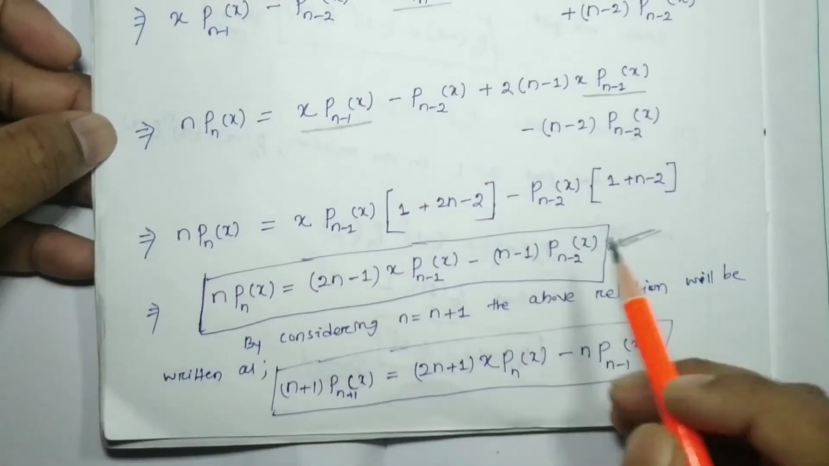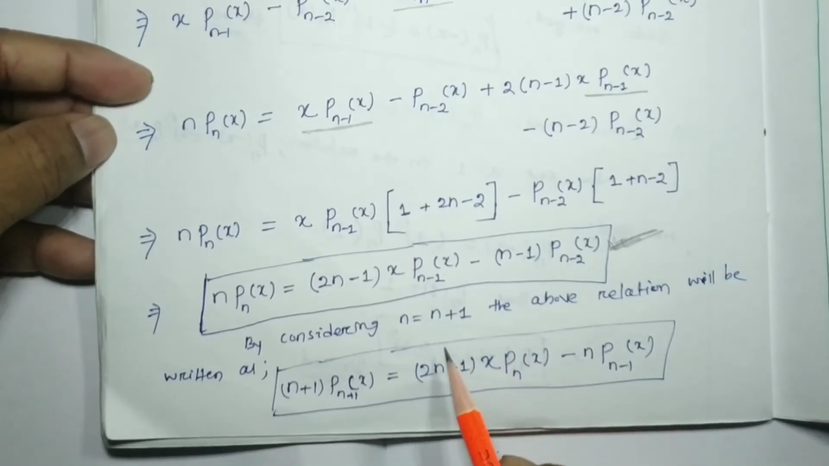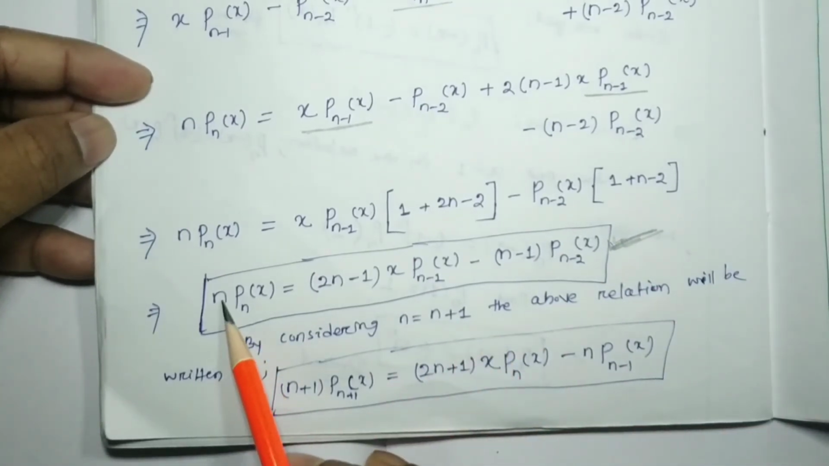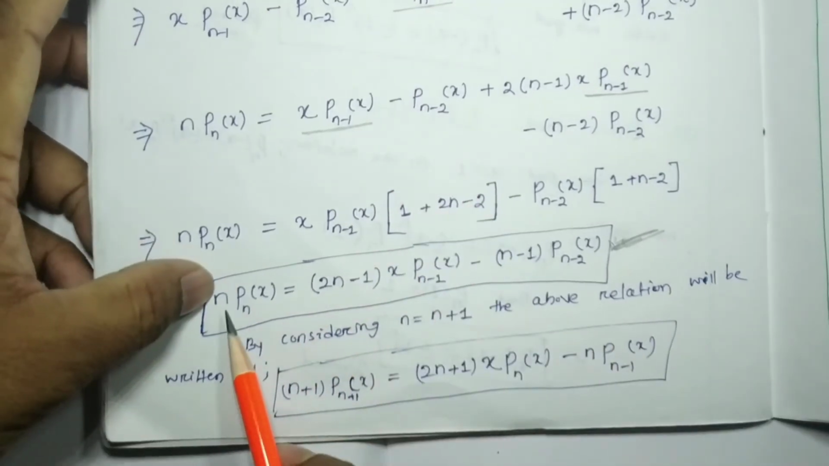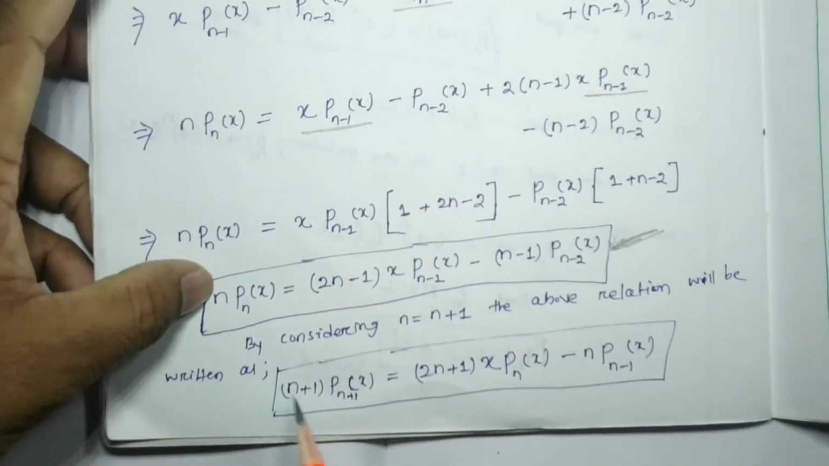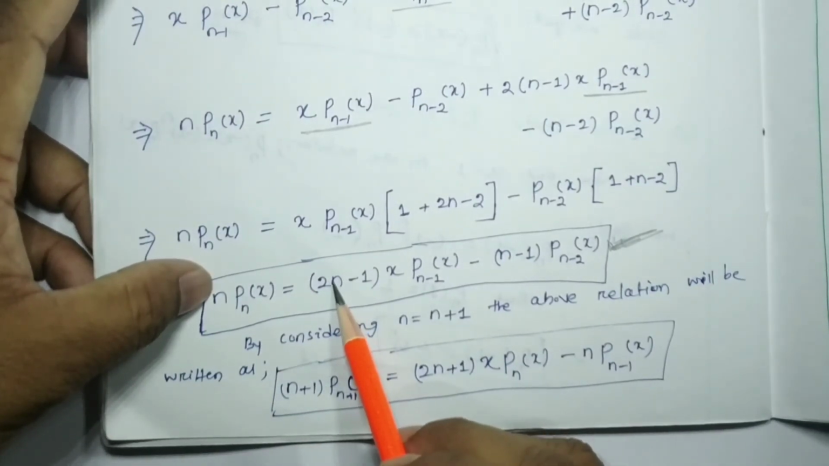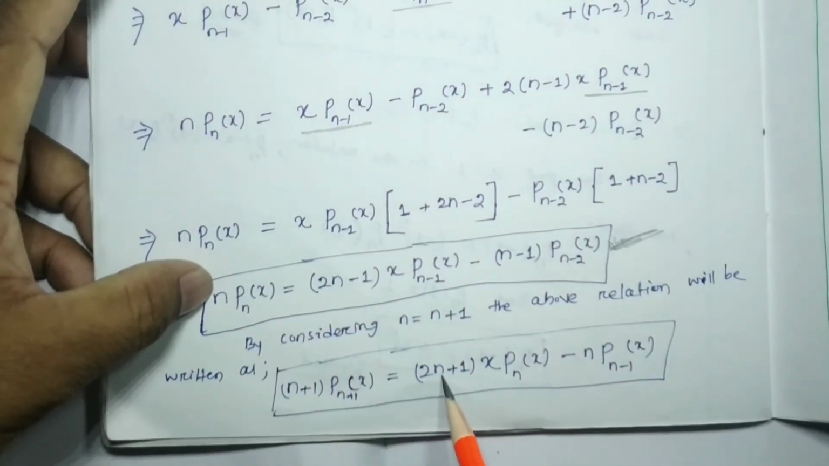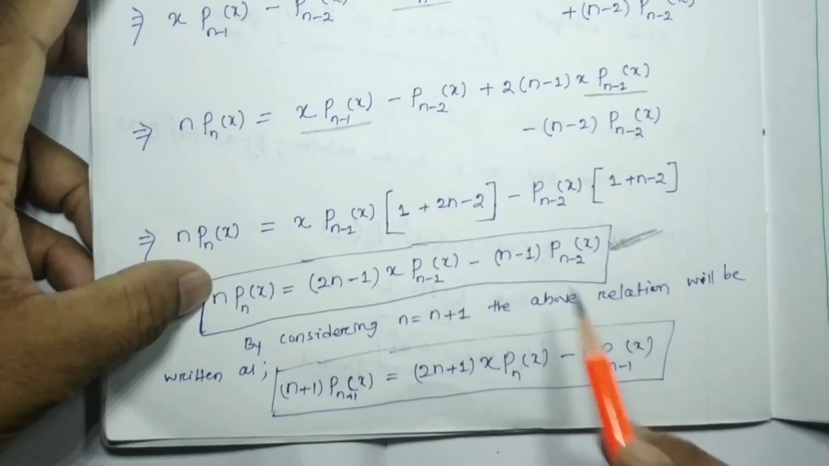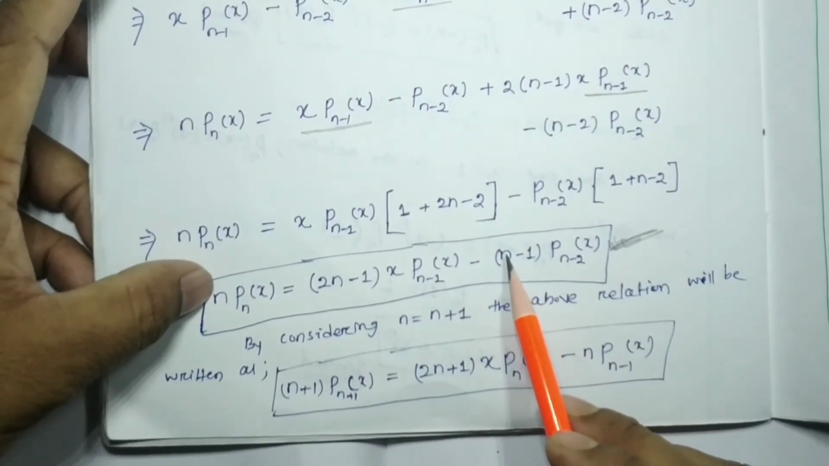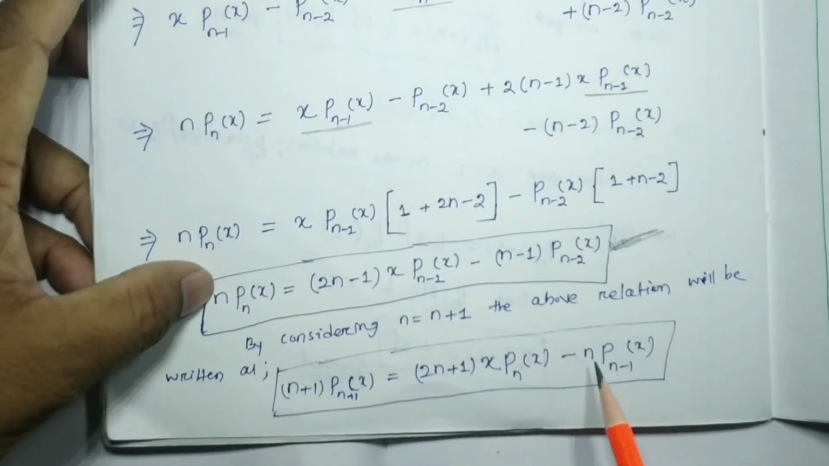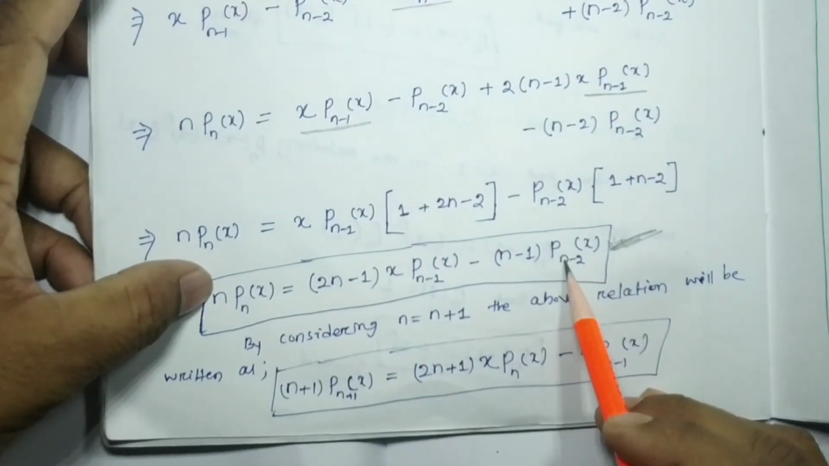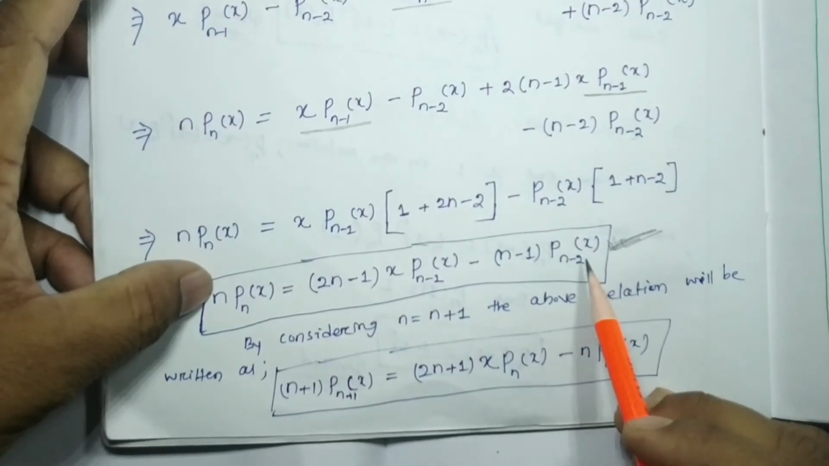Now this relation can also be written by considering n equal to n plus 1. Instead of n, you just write n plus 1 and see what the relation becomes. Here it will be n plus 1 into P n plus 1 of x. Instead of n, you consider n plus 1, so 2n plus 2 minus 1. So 2n plus 1 into x into P n of x, minus: here you put n plus 1, so plus 1 minus 1 cancels and it will be n into P, where n plus 1 minus 2 gives n minus 1, of x.